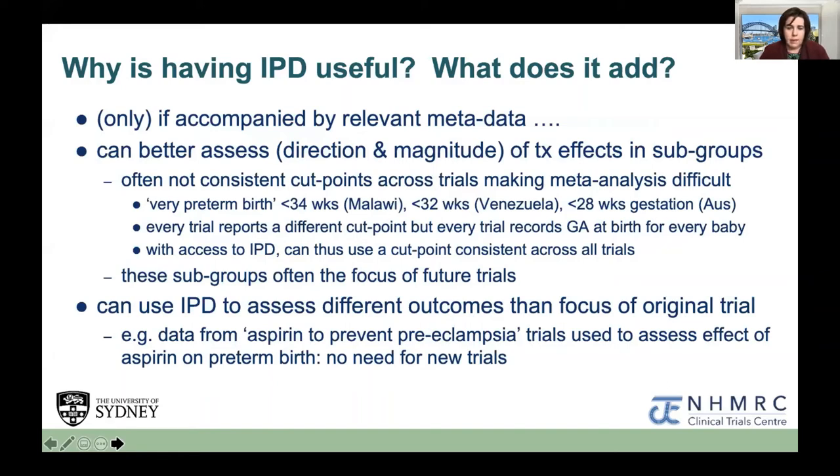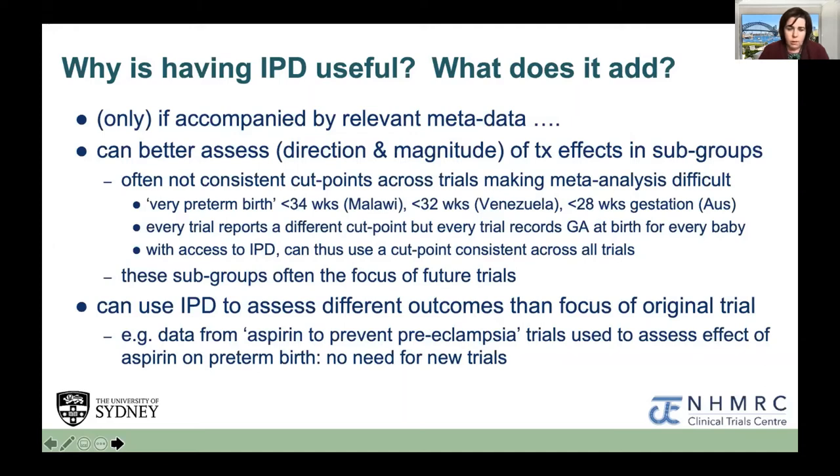publish their data with particular different cut points when you're looking at a particular outcome. So the outcome of very preterm birth means different things to different people in different parts of the world. So in somewhere like Malawi, a baby born less than 34 weeks is a real disaster. Most don't actually survive. For people, say, in Venezuela, that cut point is more relevant at a different gestation. And for us here in Australia, the cut point is different yet again because we have a different healthcare service and we make a lot of different treatment decisions, whether a baby's very small, very early, versus greater than 34 weeks.